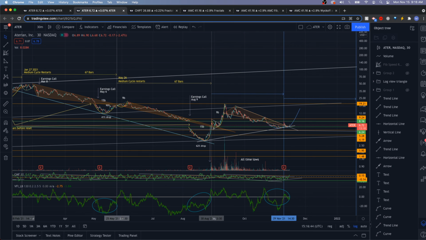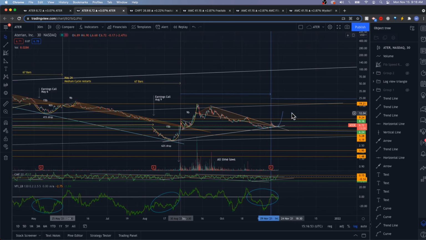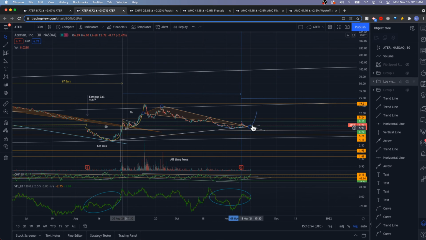Let's hope this runs up today and tomorrow and this week. I can't promise anything, no price targets just yet, but we'll see as this thing starts developing where it might go.